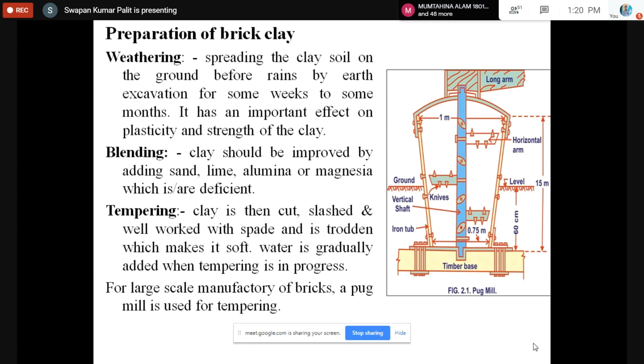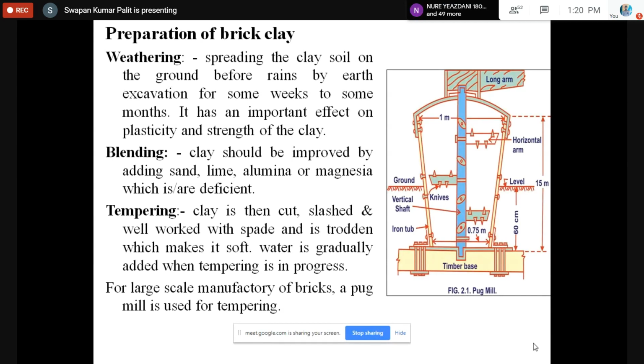Then blending. What is blending? Deficient material will be added. Deficient material means, can you hear me? Yes sir, we can hear you. Okay.